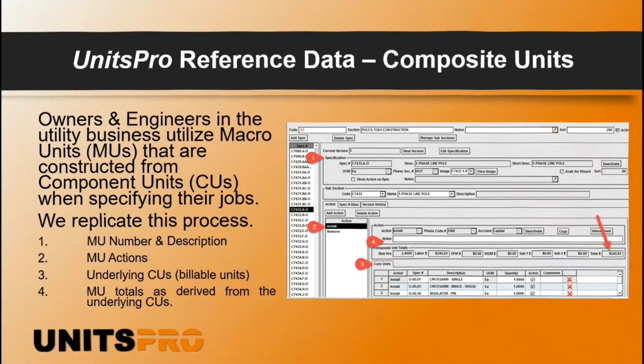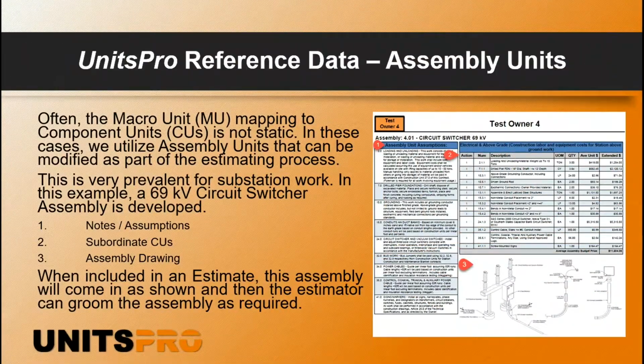That's not true with other owners. They have a very dynamic mapping system. Here's a substation book that we've mapped out, a circuit switcher. Their 4.01 is the macro unit number from this owner, and we've mapped out all the basic units, but this is only for reference.